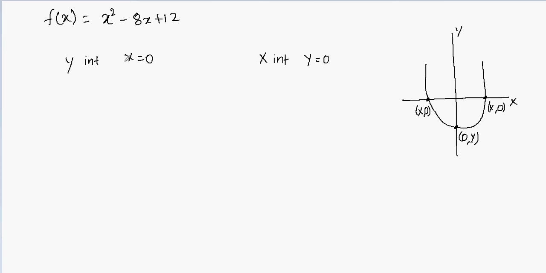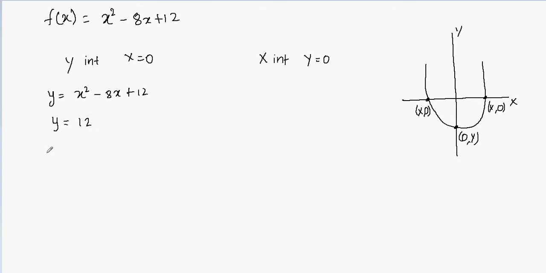So we're going to plug in x equals 0 into the original function. Let's replace f of x with y here, because f of x is nothing but a function of x. So y is equal to x squared minus 8x plus 12. Now when you plug in x equals 0, replace x with 0. So this is going to be 0 squared, which is 0, minus 8 times 0, which is 0 again, and then you're only left with 12 here.